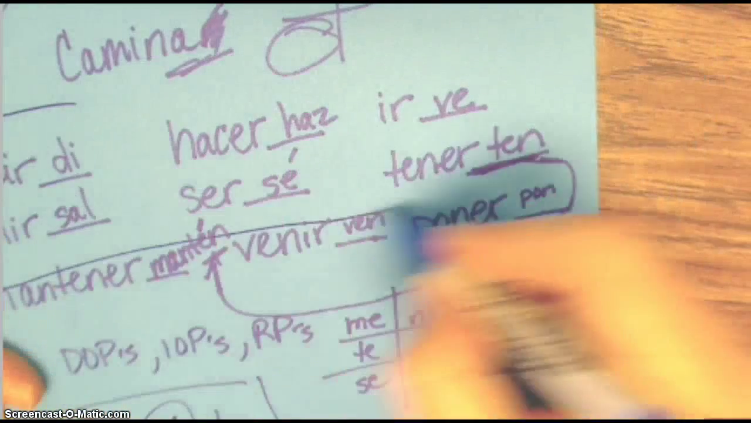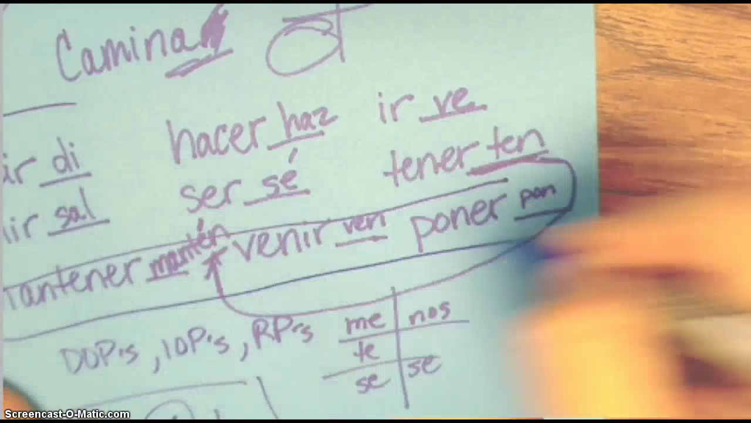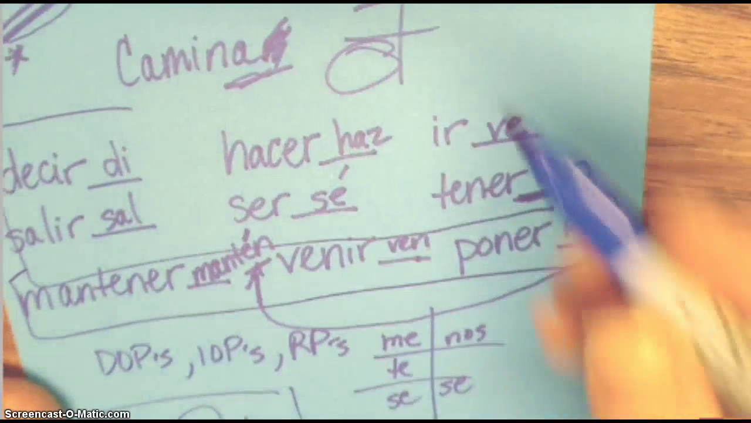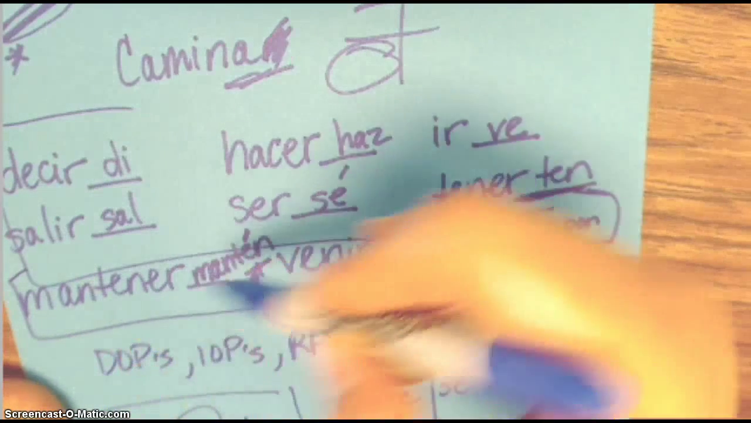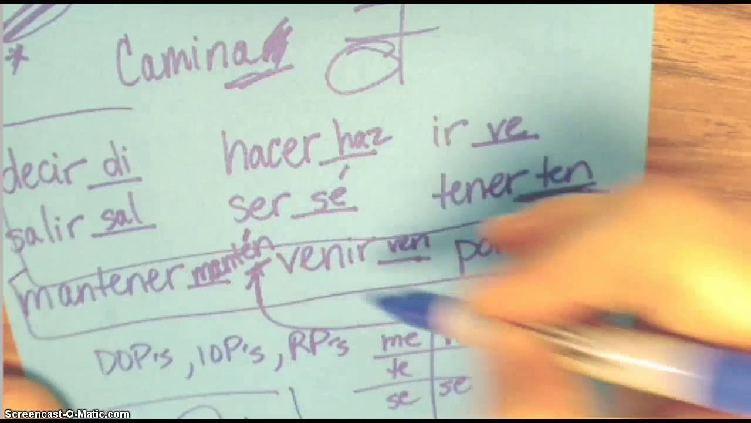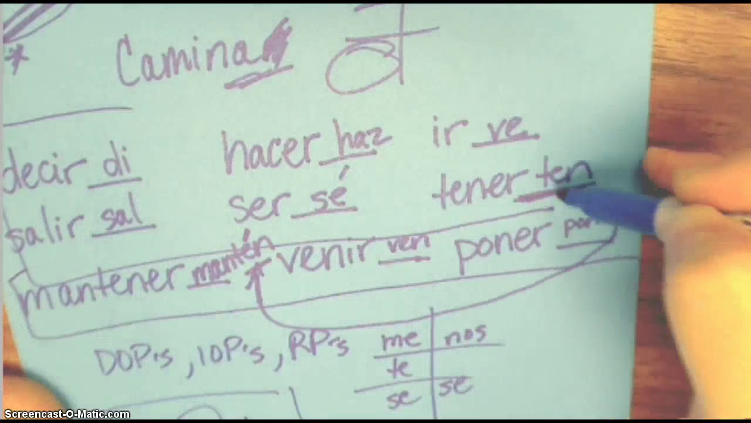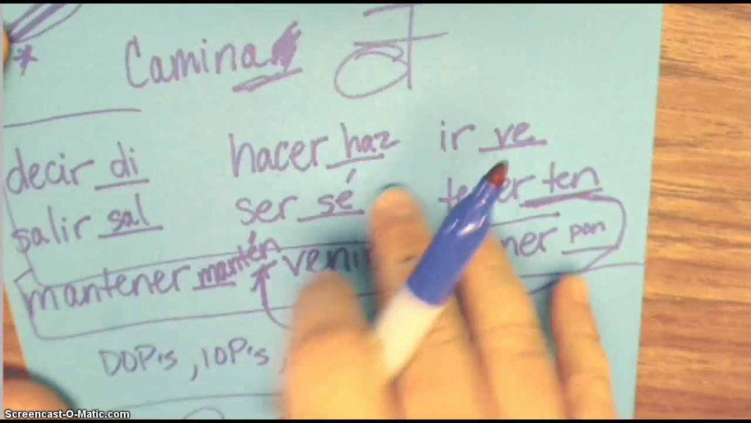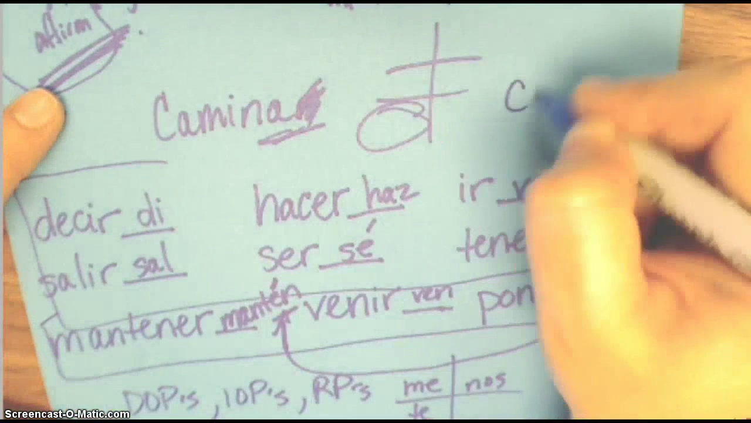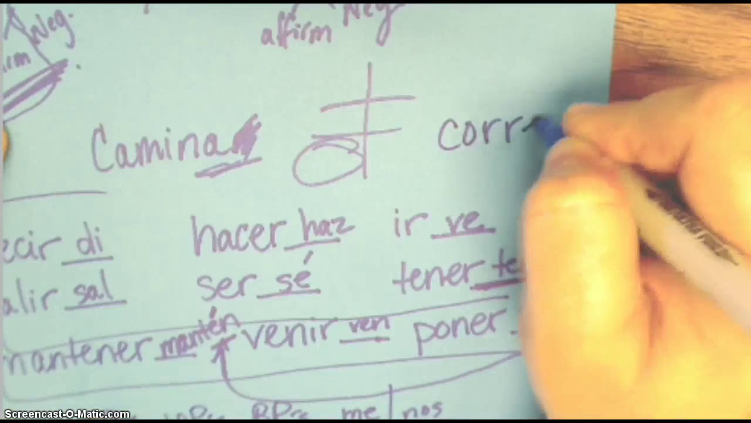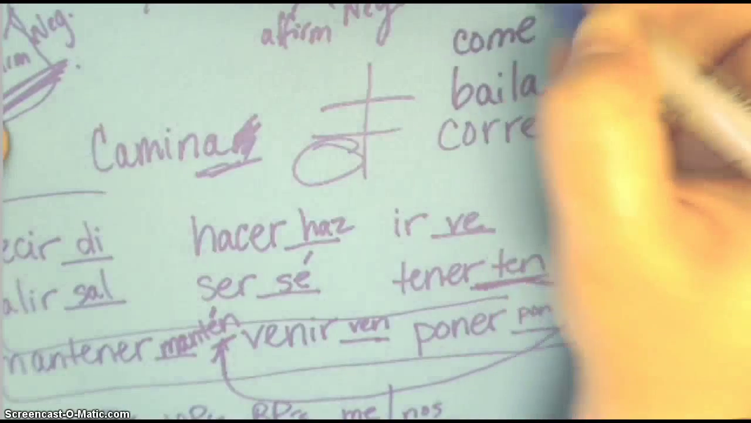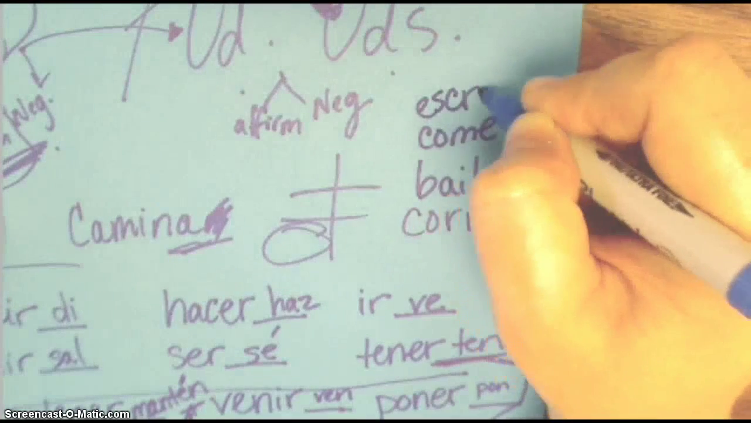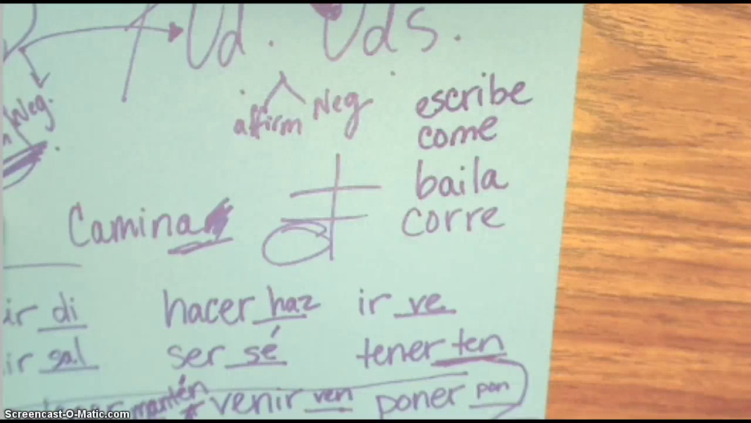That's all of them. The weird ones, like I said, are right here. Oops. And these down here. Secret answer 3. So these 9. Decir is di, salir is sal, mantener is mantén, hacer is haz, ser is sé, venir is ven, ir is ve, tener is ten, and poner is pon. Those are your irregulars. Everything else, all I got to do is do the usted form of the verb. Etc., etc. Those are some more examples for you, okay?